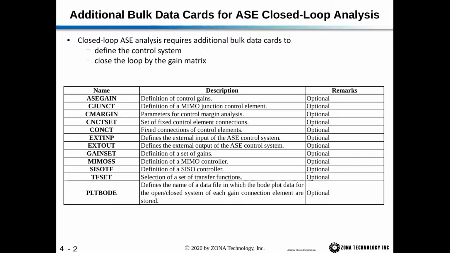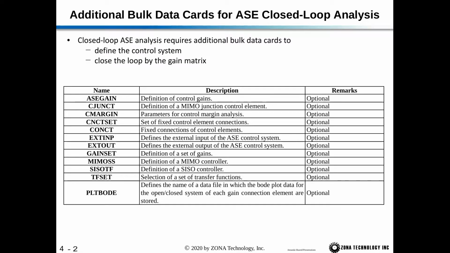So we have the ASEGAIN card, which defines the control gains. And then we have the CJUNCT, which defines a generic MIMO junction control element. The CMARGIN card allows you to specify parameters for control margin analysis. The CNCTSET card lists out the fixed connection cards, refers to those. The CONCT are the fixed connections, so that defines those.